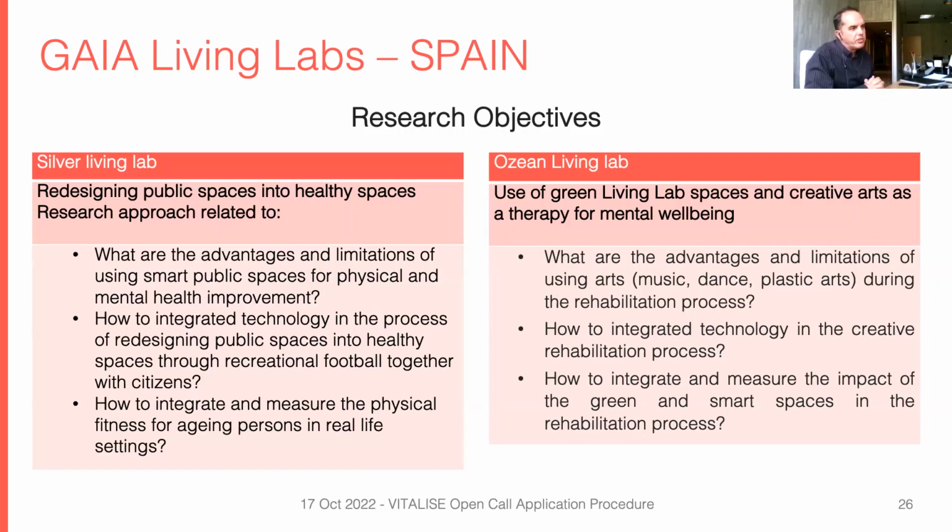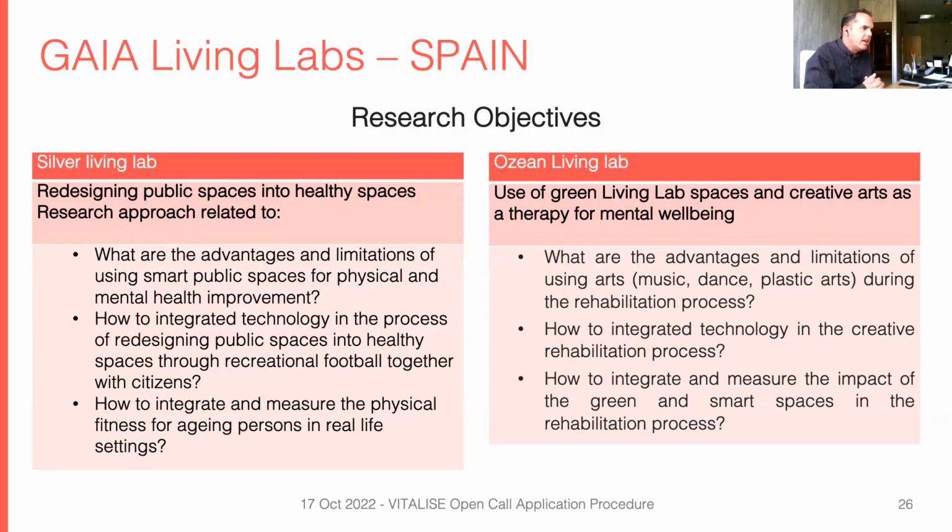And so some of the questions that we are posing for the research are: what are the advantages and limitations of using arts, the performing arts, like music, dance, plastic arts, during the rehabilitation process? How to integrate technology in this creative rehabilitation process as well, and how to integrate and measure the impact of the green and smart spaces also in the rehabilitation process. Green and smart spaces as a way of making the living labs better places for promoting health in people.